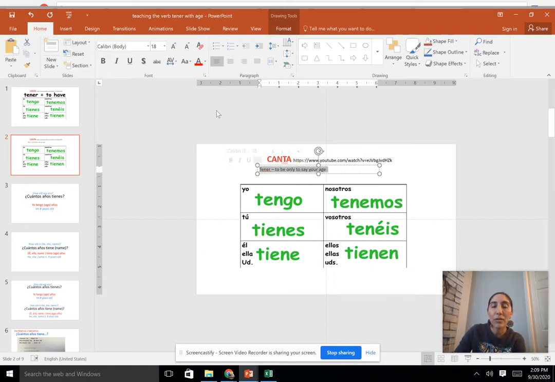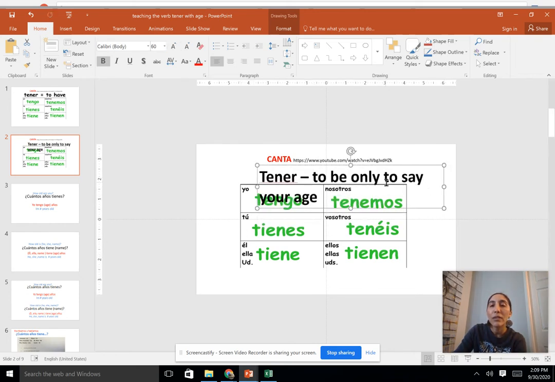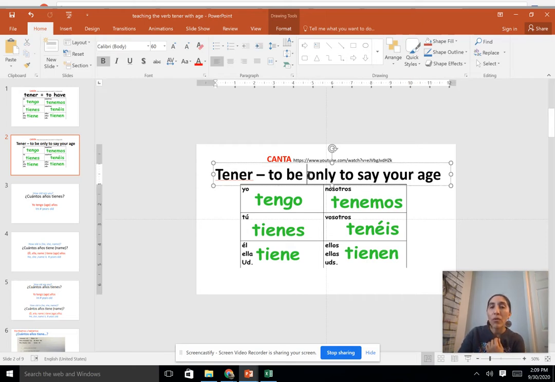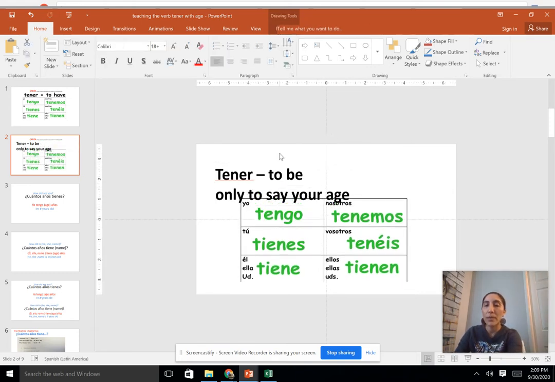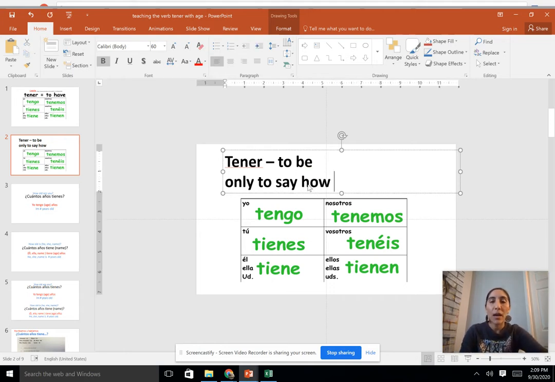And make sure you're making these notes in there because this can be confusing if you don't make notes. So I am going to use tener as to be only with age. As you notice, we don't use ser, which means to be as well. We don't use it when we're saying how old we are, right? So to be is only used when you're saying your age. So let me erase this. So that's when we use tener as to be.